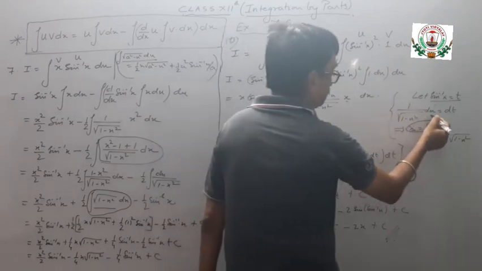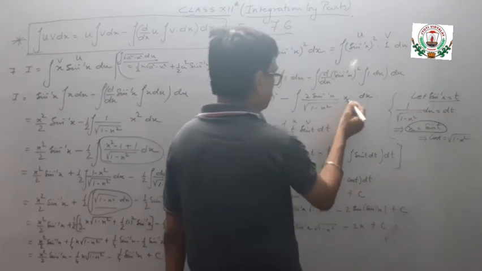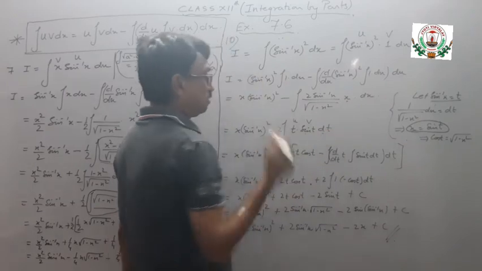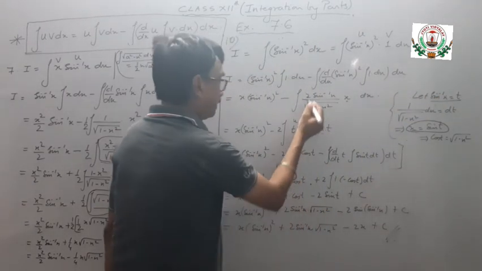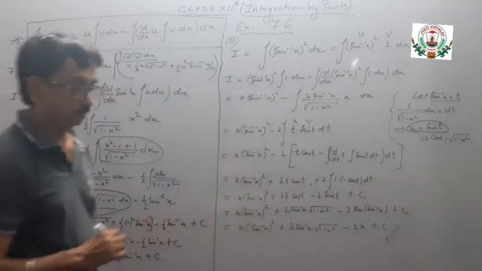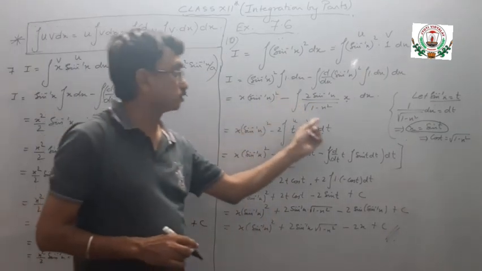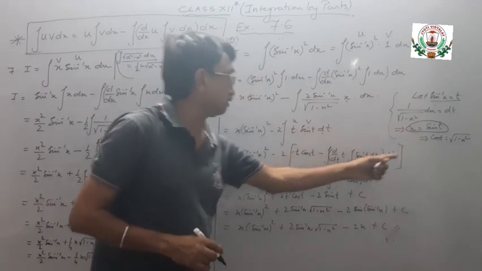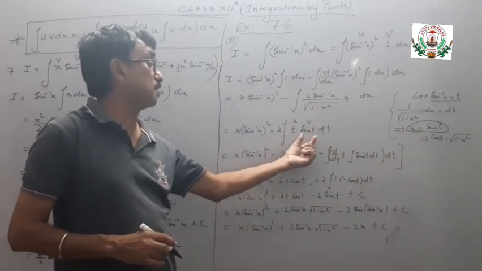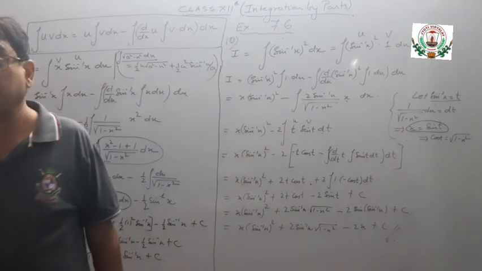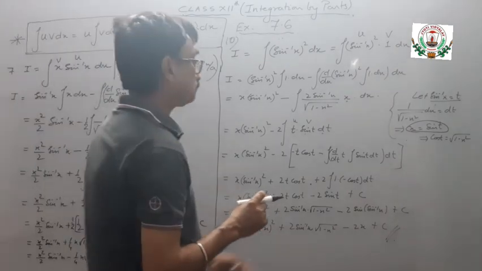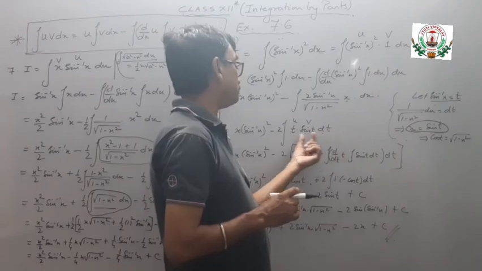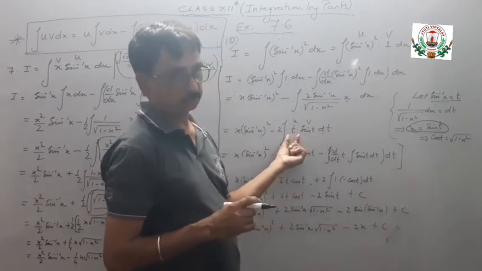1 upon under root 1 minus x square dx is equal to dt, and sine inverse x is t, and these two I have taken out of the integration. So this complete function, with the help of this, is converted into the integral of t sine t dt. Now we have to integrate these two product functions with respect to t. Now here t will be taken as the first function.